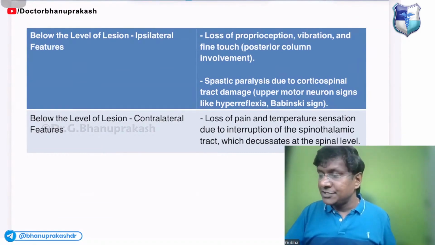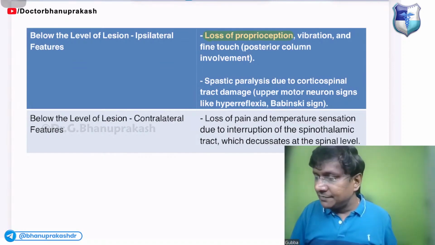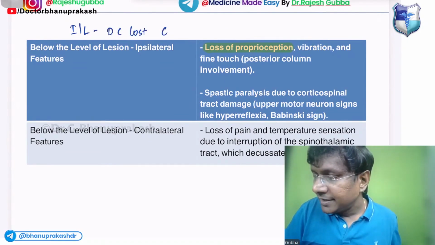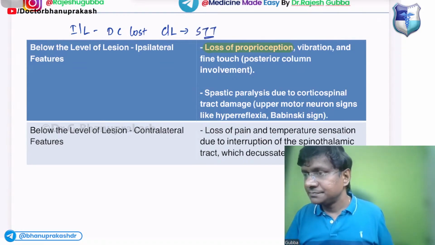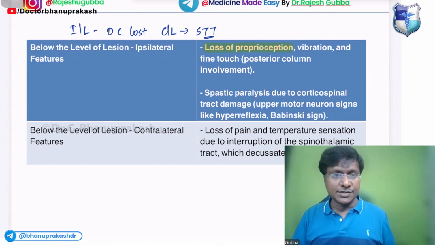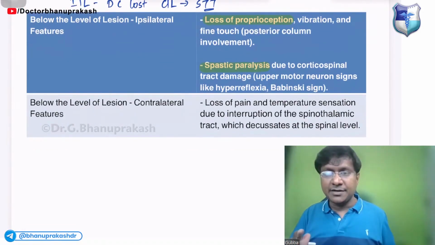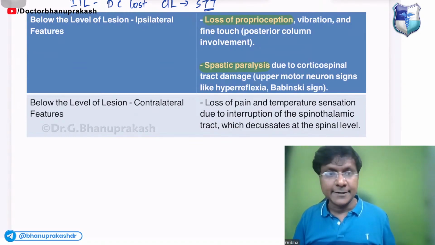Right. Below the level of lesion, there will be loss of proprioception. Basically, you will have ipsilateral dorsal column sensations lost, whereas contralateral spinothalamic tract sensations are lost, right? And below the level of lesion, due to the involvement of the corticospinal tract, these patients will have spastic paralysis.